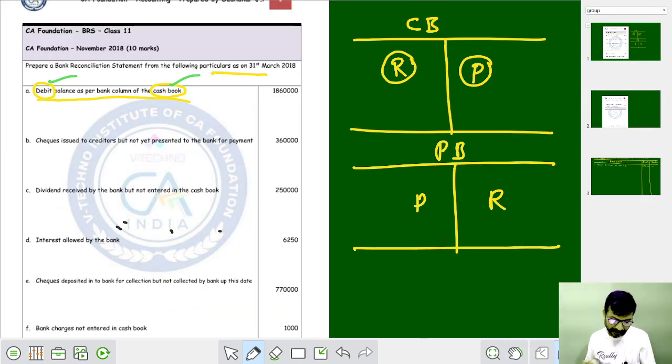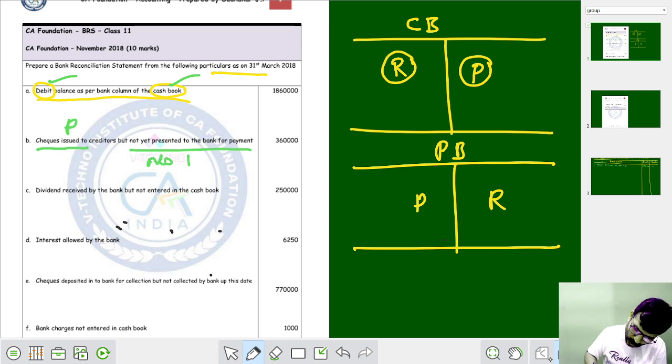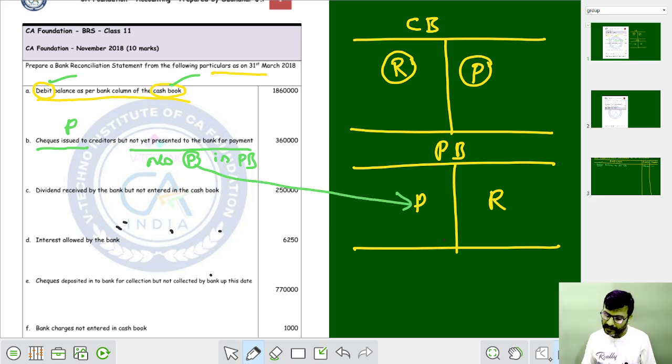See the next one. Checks issued. Issued means what? Payment to creditor, but not yet presented for payment. What happened? Not yet presented for payment. Means what? No payment in passbook. Am I right? When no payment in passbook, we can say that there is no debit in the passbook. So where we have to take it? We have to take it on the same side, debit side, that is the payment side.